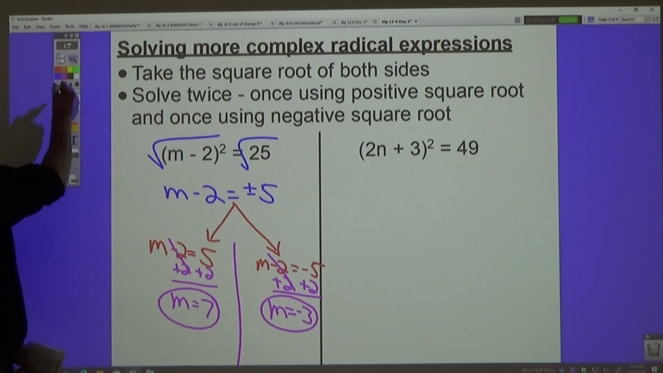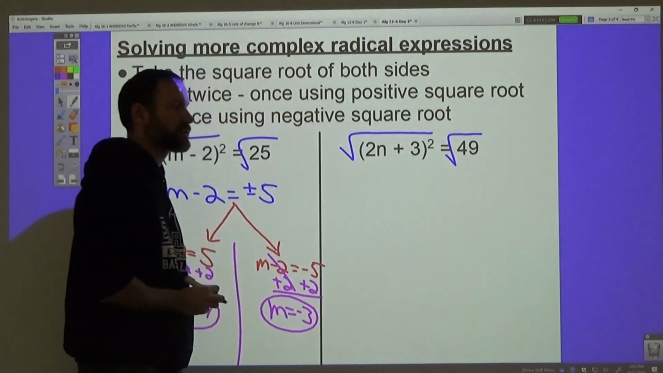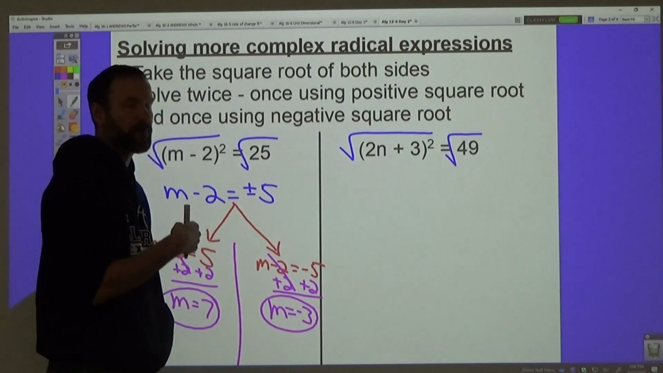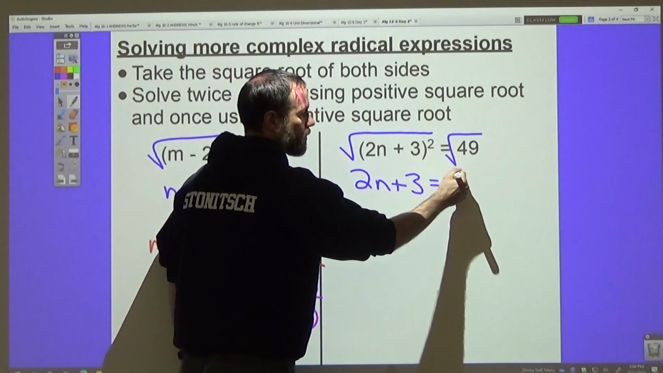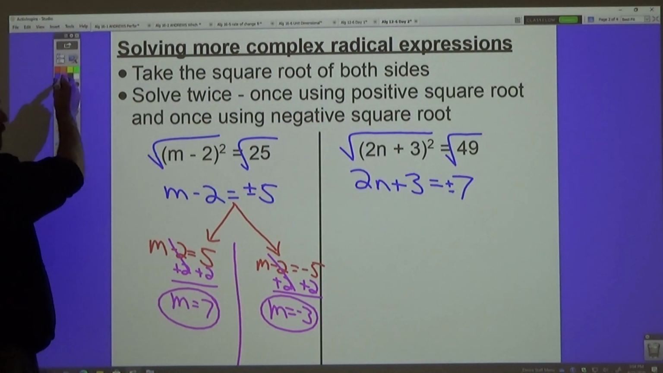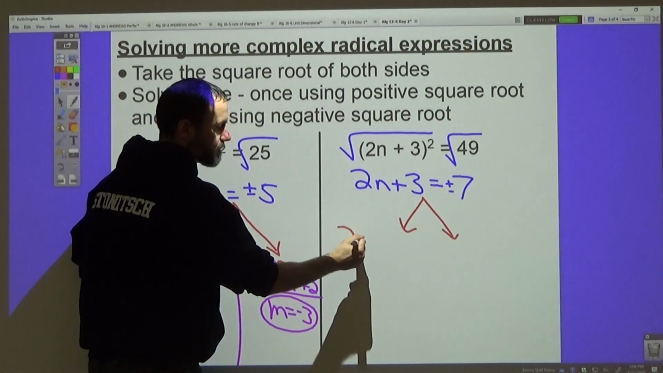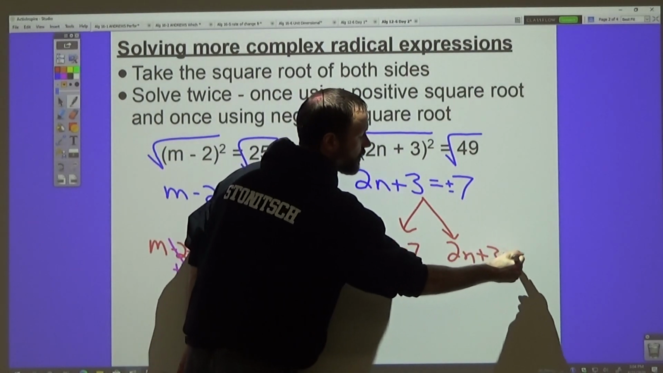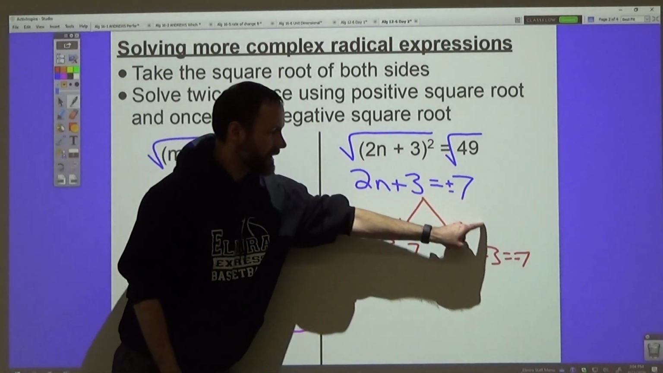So let's do another one just like that. To get rid of that squared, we need to take the square root. When you take the square root, you end up getting rid of your parentheses and your squared. So this becomes 2n plus 3 equals plus or minus 7. Again, once you do that, you want to split it into two, because we have 2n plus 3 equals 7, and 2n plus 3 equals negative 7.